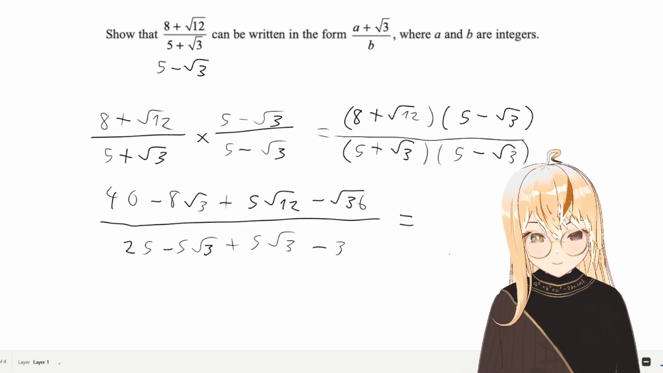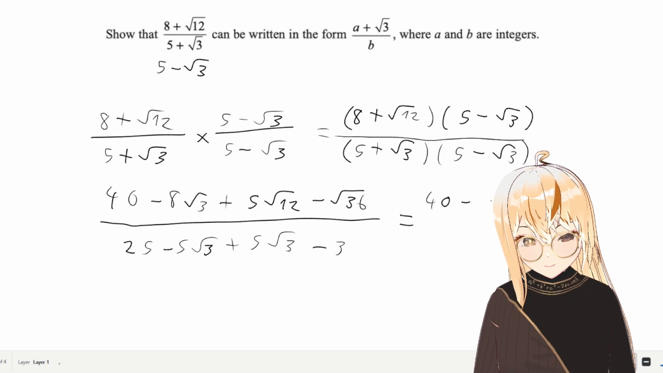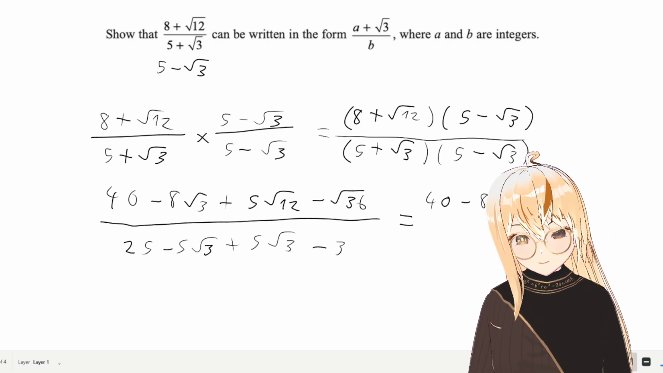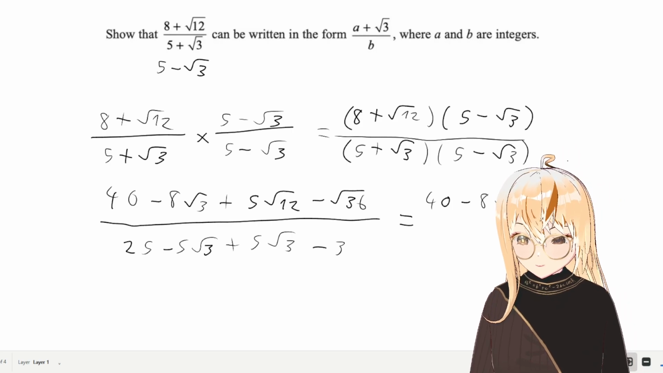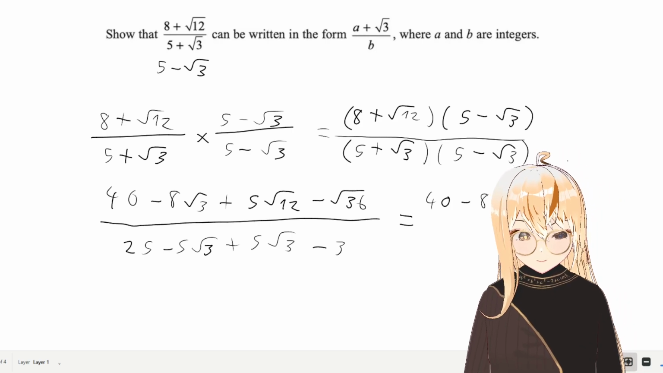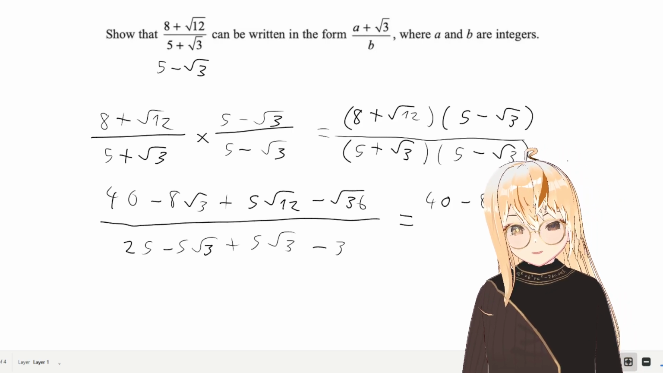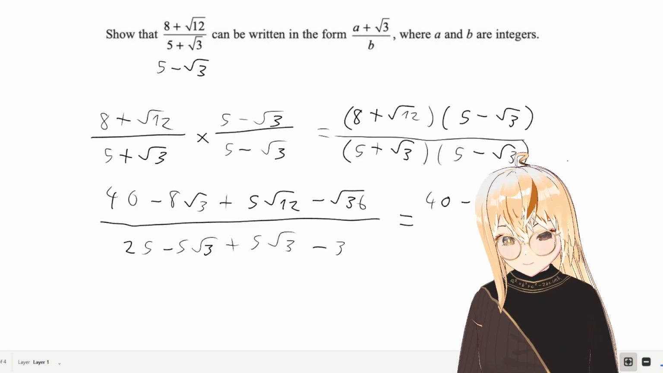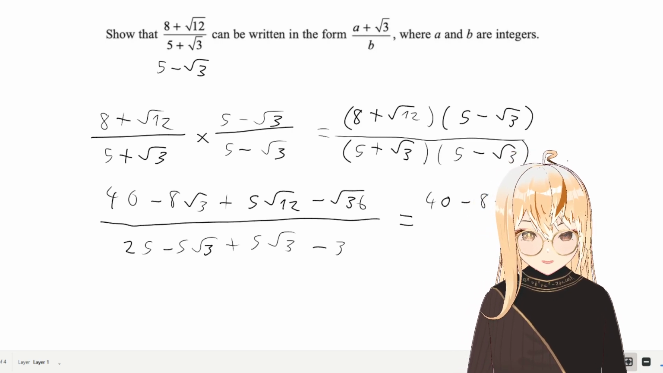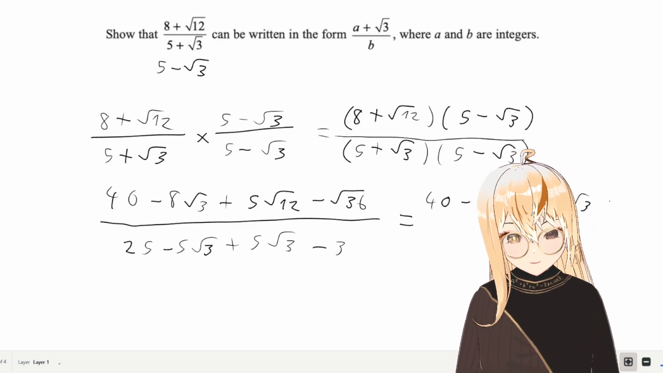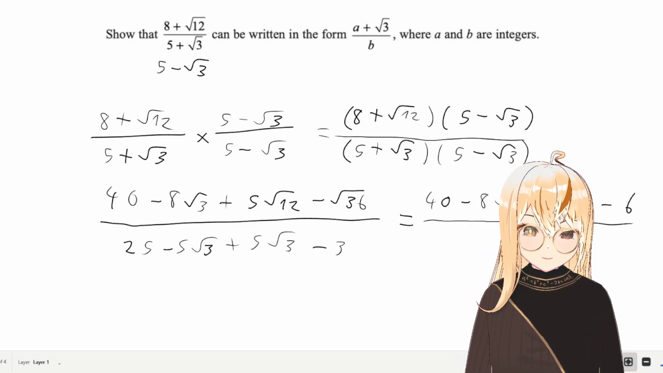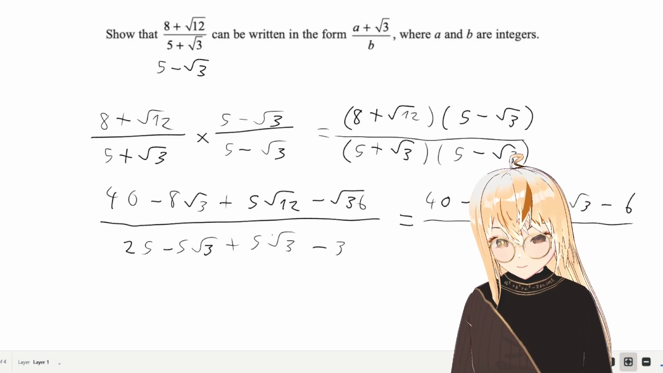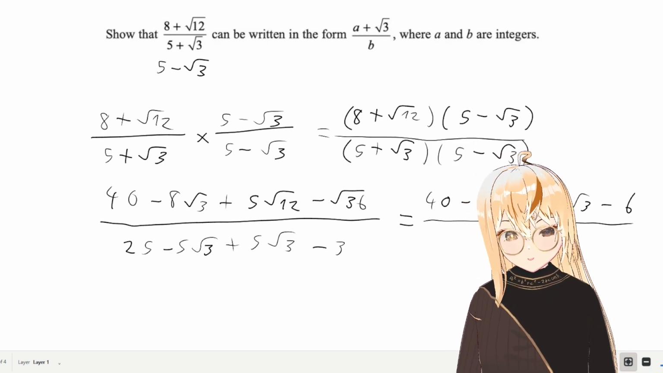So we get 40 minus 8 root 3, which can't be simplified, plus 5, but it has root 12, so root 4 times root 3 is equal to 12, which is 2 root 3. But when you have 5 times 2 root 3, it becomes 10 root 3. And then root 36 is just equal to 6. The 5 root 3's on the bottom cancel out, so you get 25 minus 3, which is 22.